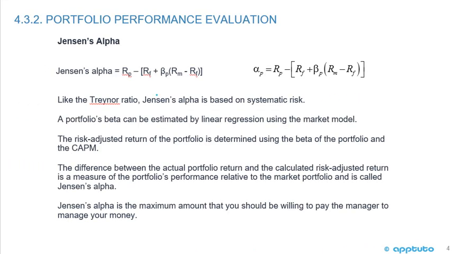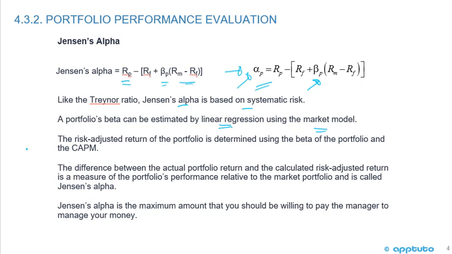Moving on to Jensen's alpha, Jensen's alpha equals the return of the portfolio minus big brackets, the risk-free rate plus the beta of the portfolio times the return to the market minus the risk-free rate. Over here I'm just showing the Greek symbol for alpha. That's the way that you often see the formula listed in the text, okay? So like the Treynor Ratio, Jensen's alpha is also based on systematic risk because we're using the beta of the portfolio. And a portfolio's beta can be estimated by a linear regression again using the market model. So recall, that would be the returns of the portfolio regressed against the returns for the market.